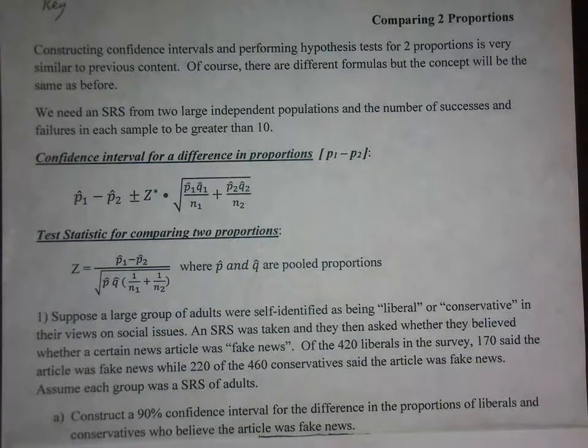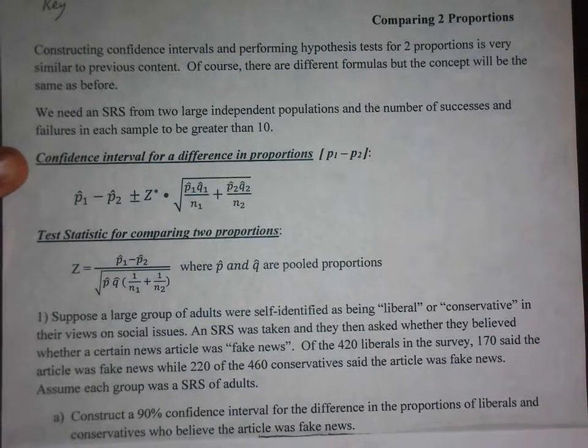Here we're going to look at constructing confidence intervals and hypothesis tests for two proportions. Constructing these intervals and hypothesis tests for two proportions is very similar to previous content. Of course, there are different formulas, but the concept is the same as before. So we need a simple random sample from two large independent populations, and the number of successes and failures in each sample has to be greater than 10.